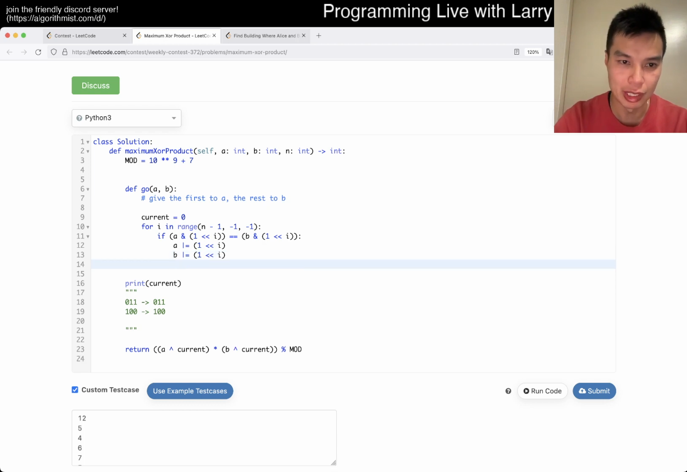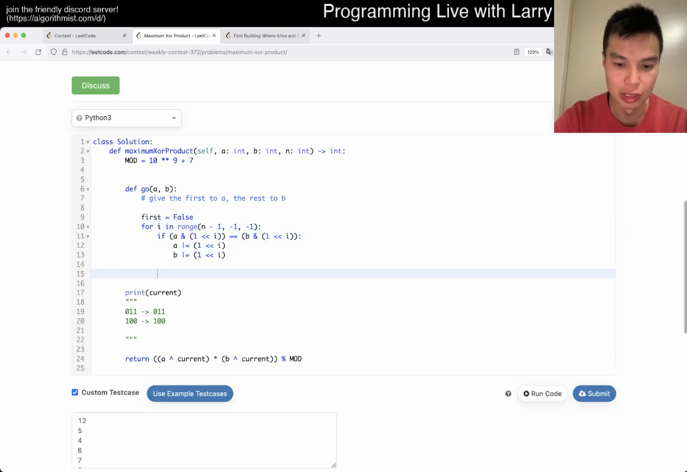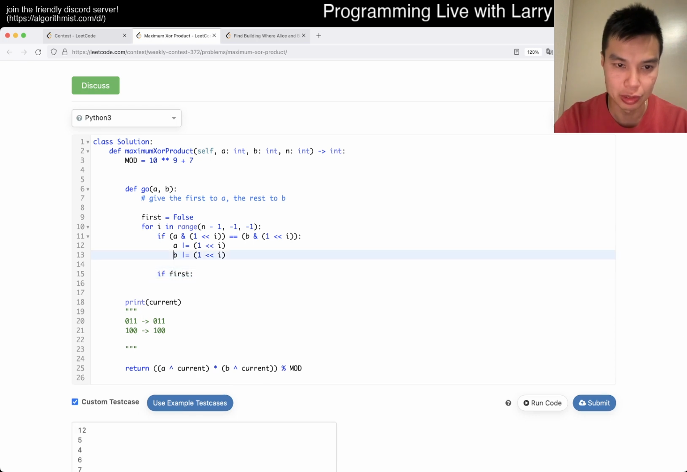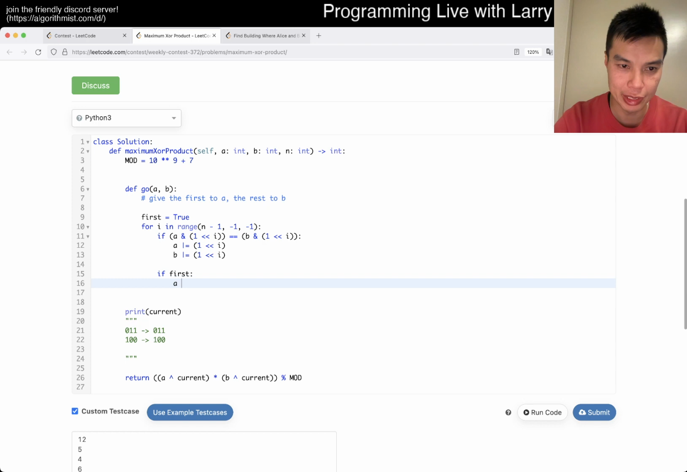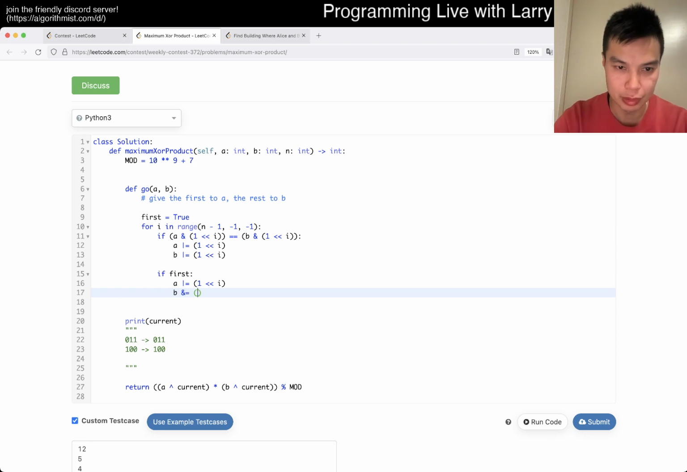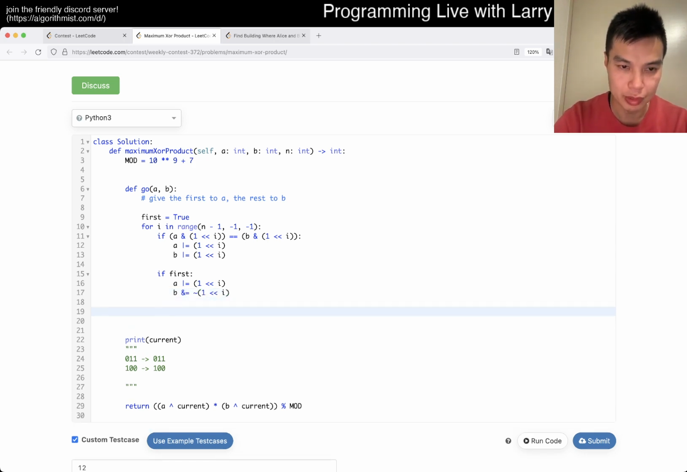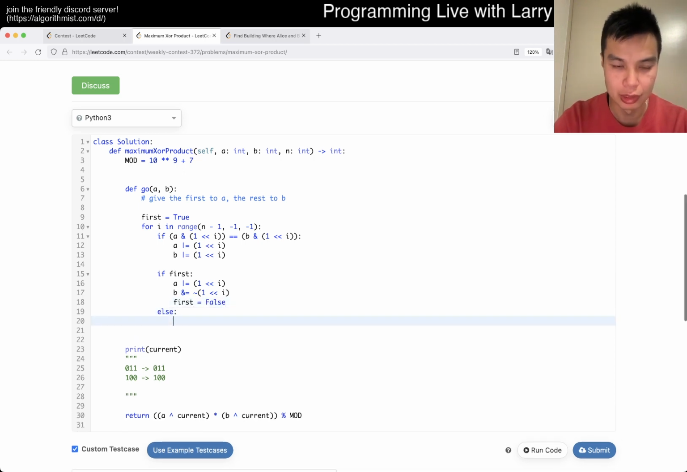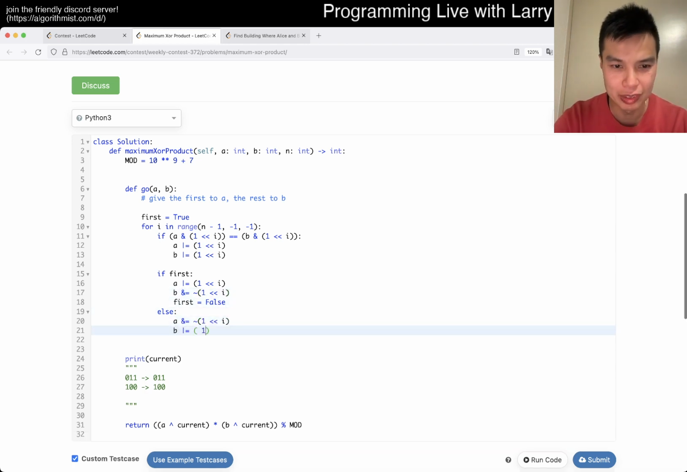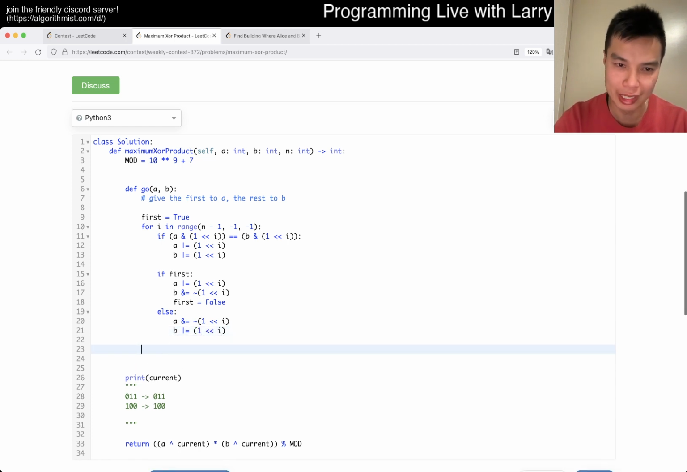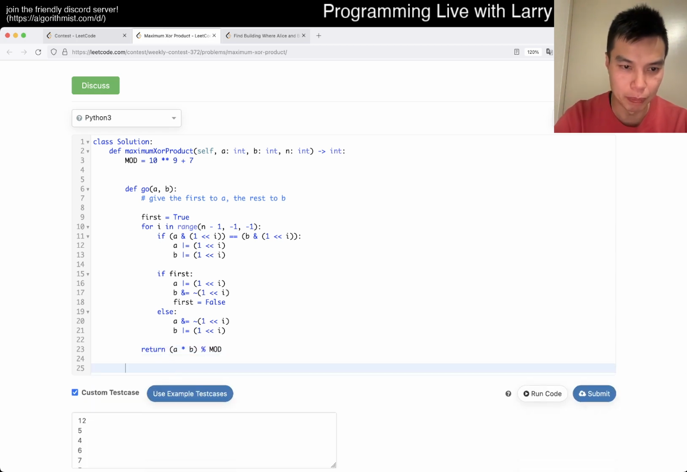If they're not equal, then first is equal to false, right? So then now if they're not equal, then if first, I guess technically here, then we give it to A, right? So A, first is equal to false, else always give it to B. So this way we kind of make sure that they're as equal as possible. Kind of, not really, I don't know. And then we return 8 times B. And the reason why we always do it this way is so that now we can do both, right?